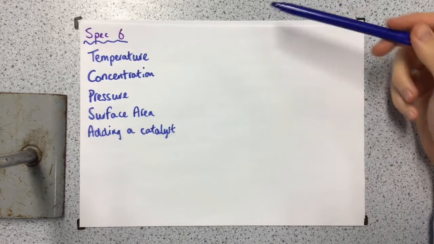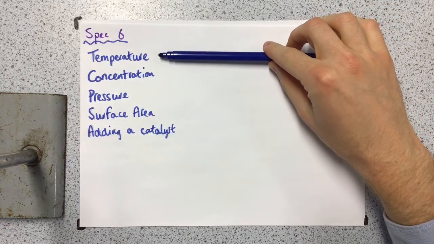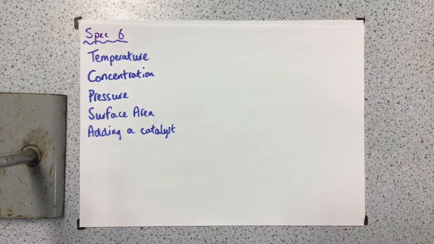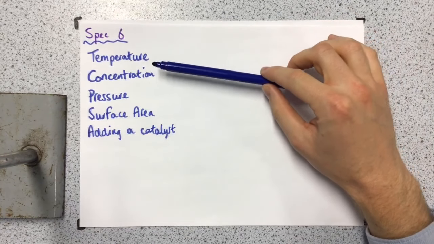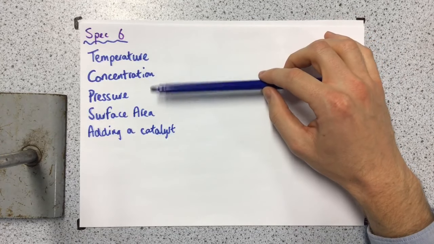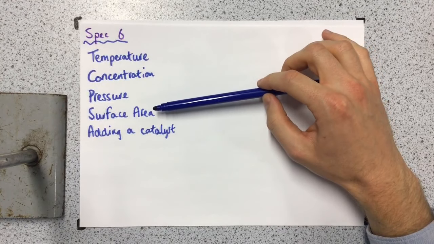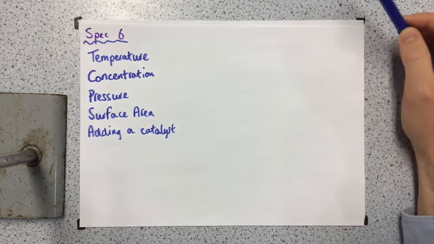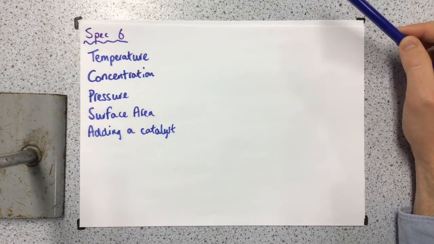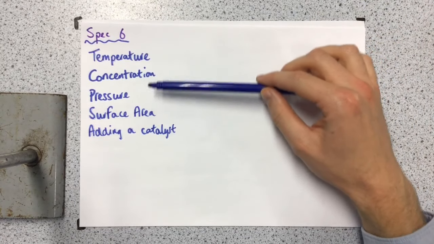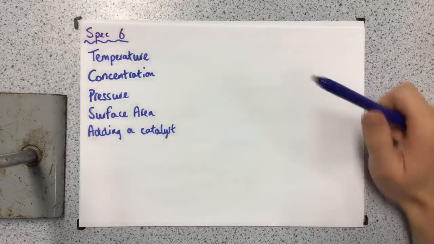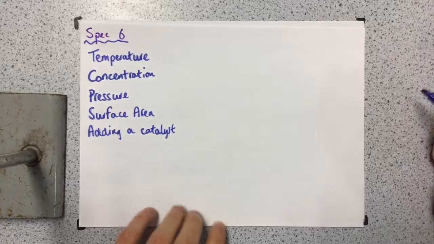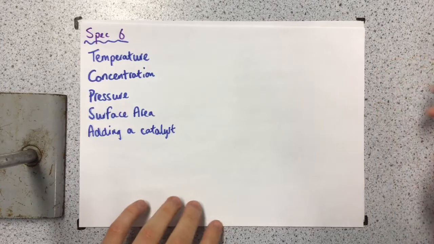Now, it's almost certain that on your paper there could be a 3 marker on any one of these, and it will say to you what happens when you increase the temperature or concentration or whatever it might be, one of these 4. What happens when you increase one of these on the rate of a reaction? There are 2 things that you would put into your answer regardless of which one of these 4 they have chosen to question you on. The first thing is you would talk about the frequency of collisions.